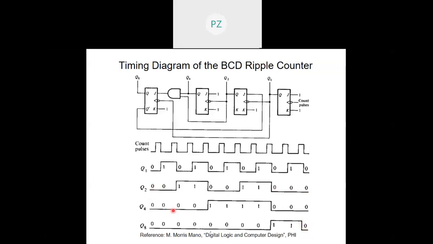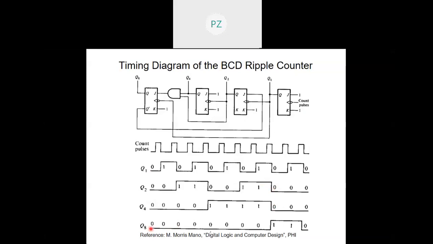Now coming to Q4. Q4 toggles at every negative edge of Q2. Right? Because both of them are 1-1. So it toggles at every negative edge of Q2. So if it is 0, negative edge of Q2 came, it toggles. Negative edge of Q2 came, it toggles, right? So Q4 is pretty simple. It is very similar to Q1. The only difference is that Q1 toggles at every negative edge of the count pulses, whereas Q4 toggles at every negative edge of Q2, right? By negative edge, I mean the edge going from 1 to 0.